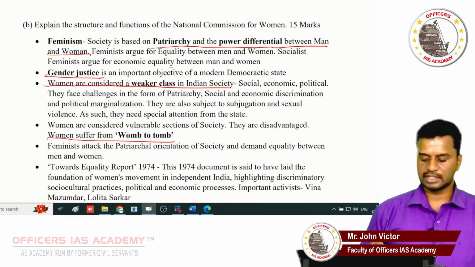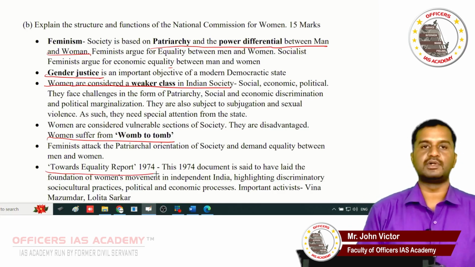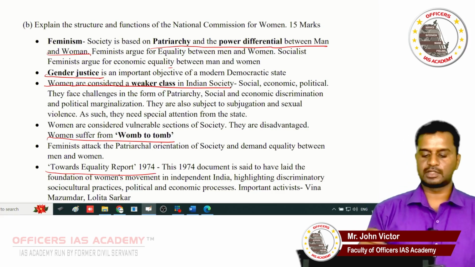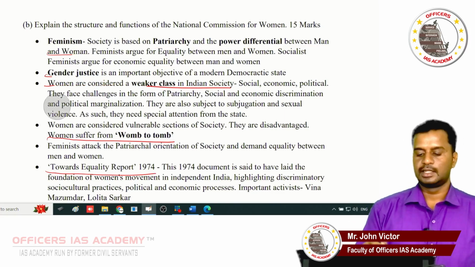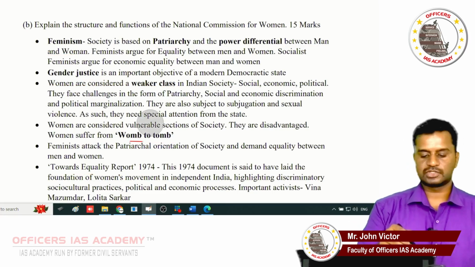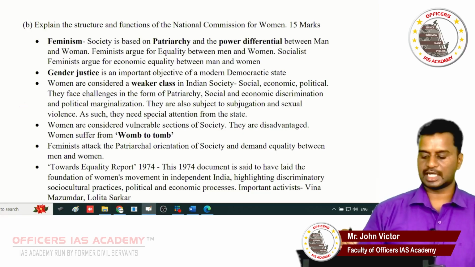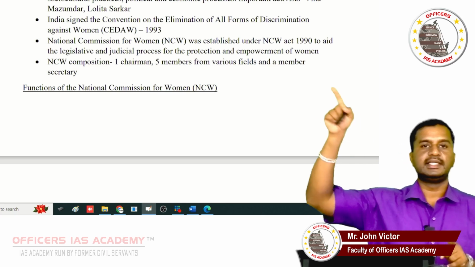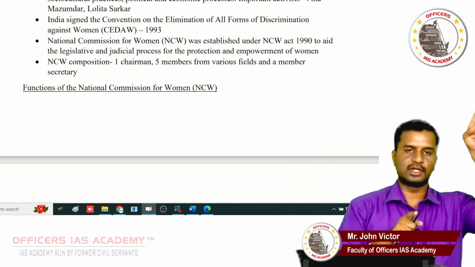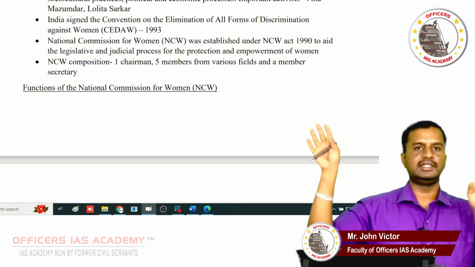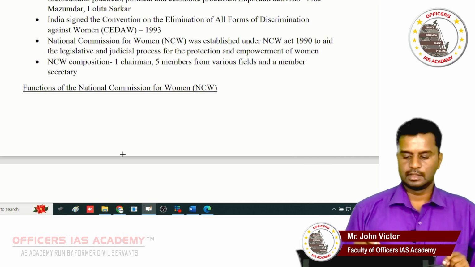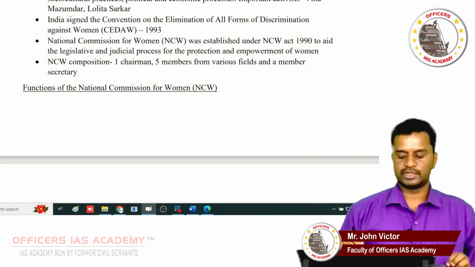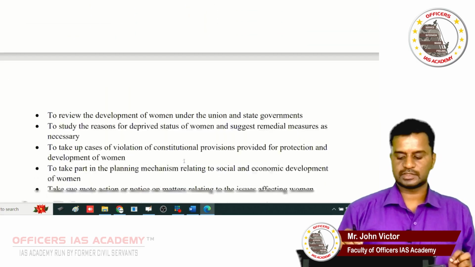The TOE report of 1974, the Towards Equality report, talks about the need for empowerment of women in India. Later, the National Commission for Women was established as an institution. So feminism is ideology, NCW is the institution, is it not? Ideology, philosophy led to the institution. Mention the functions of NCW. You can take from GS.